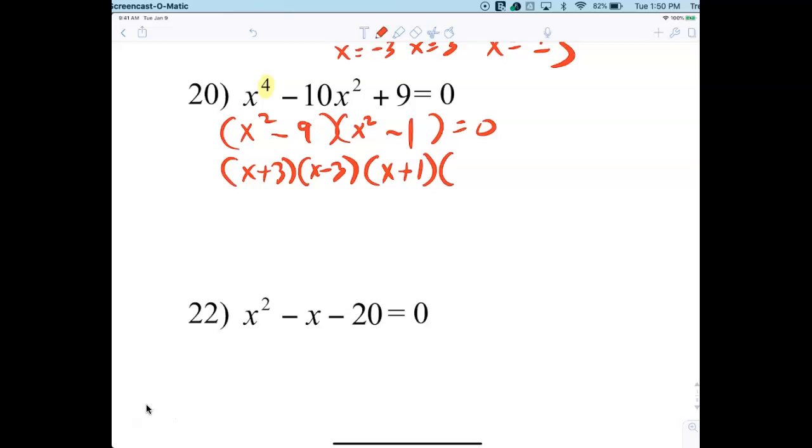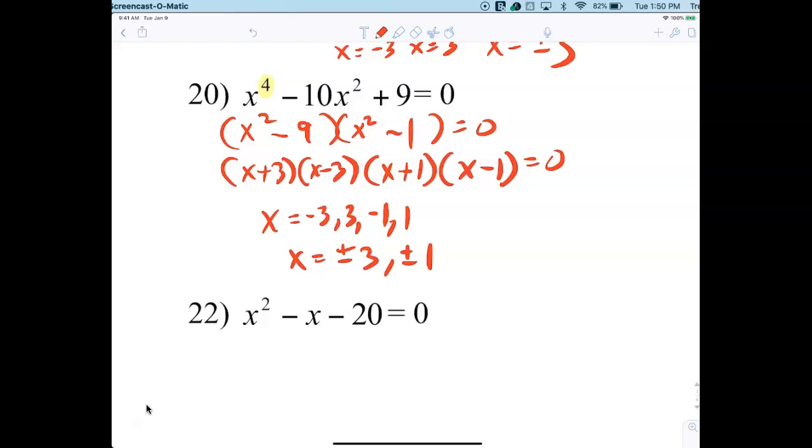X plus 1. And so now my answers are X is equal to negative 3, 3, negative 1, and 1. All right, now of course, if you're thinking ahead, you could just say plus or minus 3, plus or minus 1. And those are the what? 4 solutions. So again, the name of the game is factor, factor, factor, factor. Set the factors equal to 0.